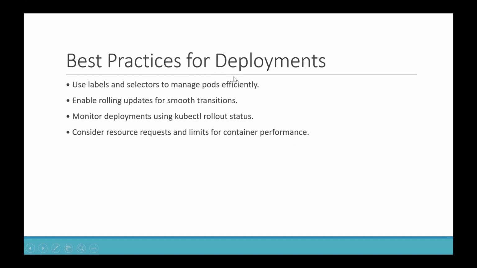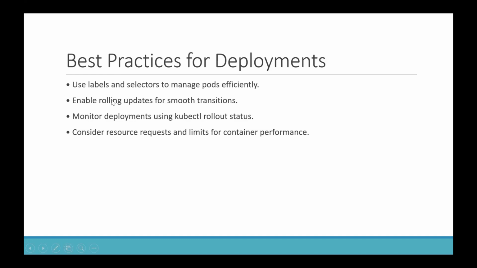What are the best practices we should follow if we are creating or managing deployments? Make sure you are using the correct labels and selectors to manage pods efficiently. If you are not adding the correct metadata, then you will not be able to work smoothly with the deployment. Enable rolling updates for smooth transition. Make sure you are selecting rolling updates as part of the deployment strategy. If you are not selecting anything, then rolling update is the default in Kubernetes. It will be automatically selected.